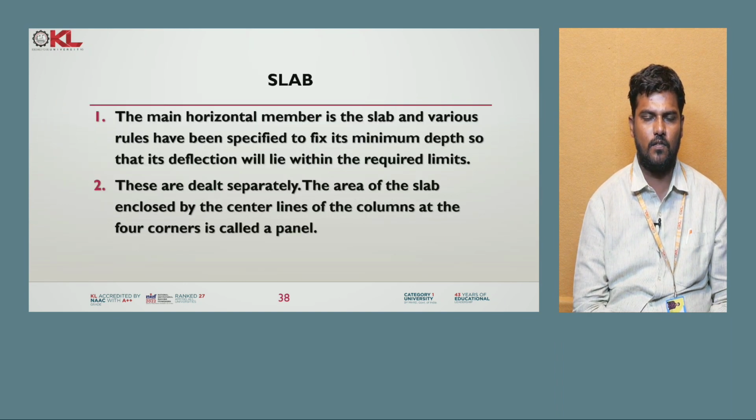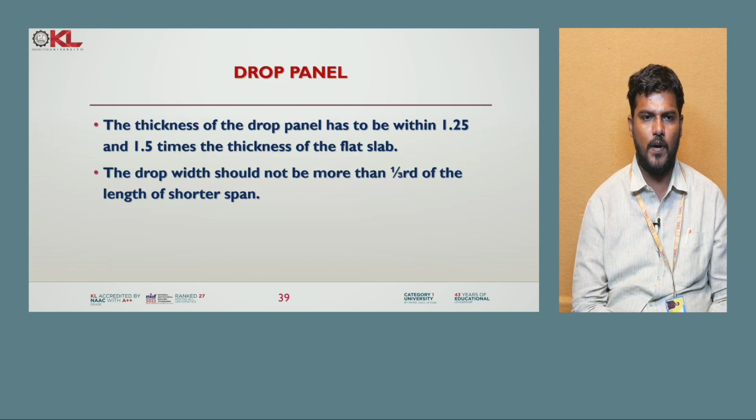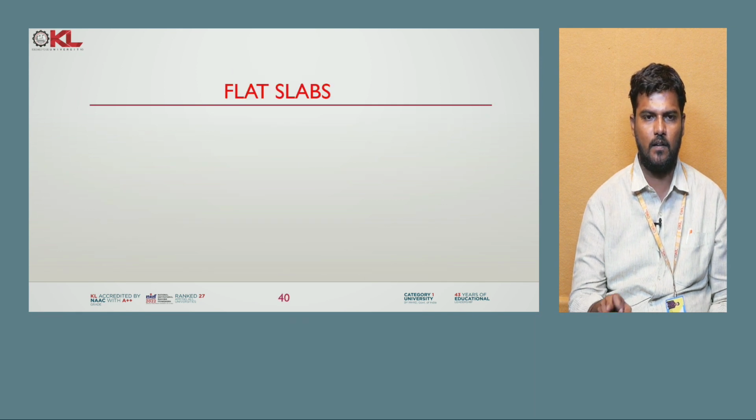And coming to the next one, the slab. The main horizontal member is the slab, and various rules have been specified to fix its minimum depth so that its deflection will lie within the required limits. These are dealt with separately. The area of the slab enclosed by the center lines of the columns at the four corners is called a panel. And coming to the drop panel, the thickness of the drop panel has to be within 1.25 to 1.5 times the thickness of the flat slab. The drop width should not be more than 1/3 of the length of the shorter span.